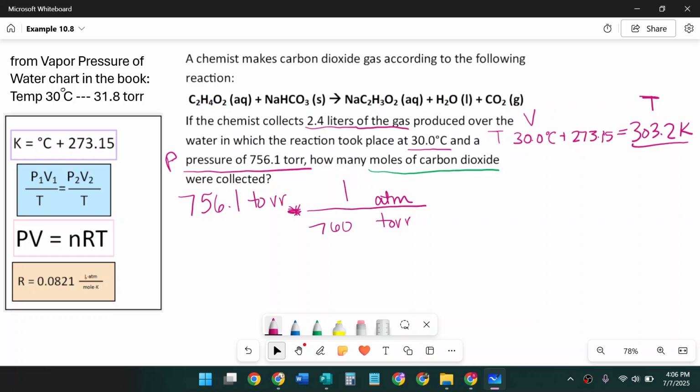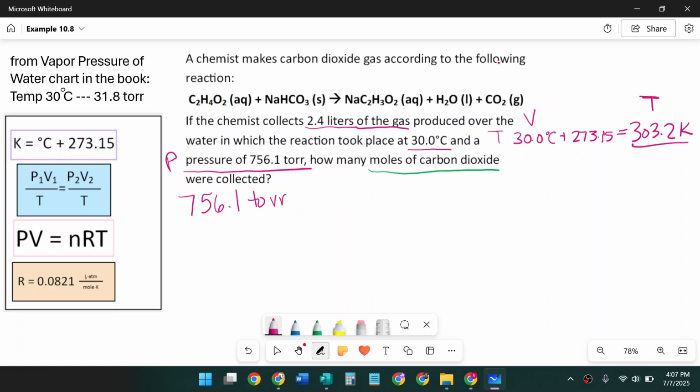I totally missed something that's really important here. Before we get started on this, it mentioned that there's water involved, so there's going to be water vapor. So before we can work with that pressure, we have to take out the water vapor pressure so that we're left with only the carbon dioxide pressure. We have two different gases contributing to the pressure. So let's back up and fix that, which is like the whole point of the problem.